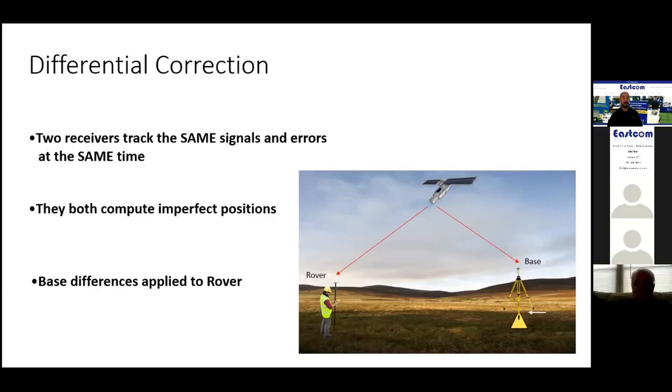But without a base station, it's not possible, because you're moving around with your rover. There's no way to calculate a perfect position. So you have to have a base station.